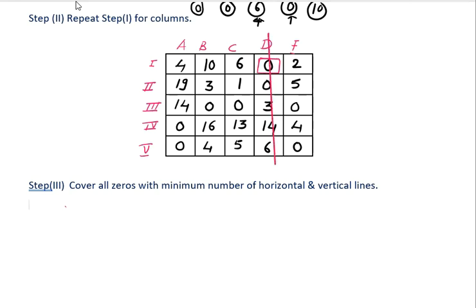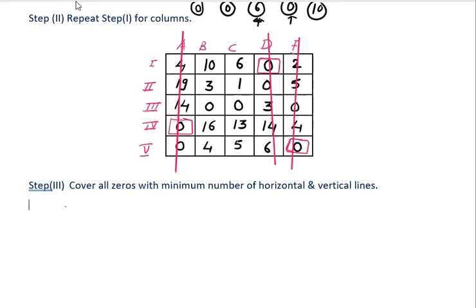When we make an assignment in a row, we have to draw a vertical line. Now in the second row, there is no single zero. This zero is already crossed. Now in the third row, there are 3 zeros. In the fourth row, there is a single zero. We use it for an assignment and draw a vertical line. Then in the fifth row, there is a single zero. We can use it for an assignment and draw a vertical line.